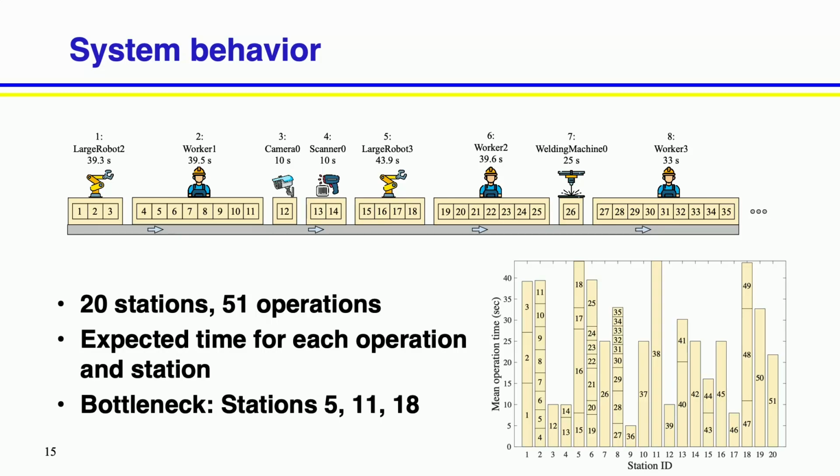Station number 2 is a worker. There's a lot of little operations. The worker's putting all the different pieces together into a kit that then gets scanned by the camera and the laser, and goes to the large robot that does some assembly. So you can see the humans do a lot of little things that take a little bit of time, and then there's some things that take much longer.